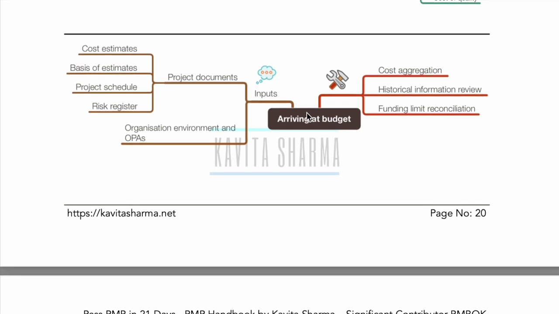How do we arrive at a budget? With senior management. We provide the cost estimate, which I've done with my peers and SMEs. And I would have a basis of estimate as well, because my seniors can ask how did you arrive at this budget? My seniors are then going to aggregate the cost. It could be infrastructure cost, which I've probably forgotten, and they would look at historical money spent on similar types of projects. They might consult an SME, and then they would also look at whether the project has sufficient funds to carry out the day-to-day activities. That phenomenon is called funding limit reconciliation. And then at the end, they would approve some budget for me.